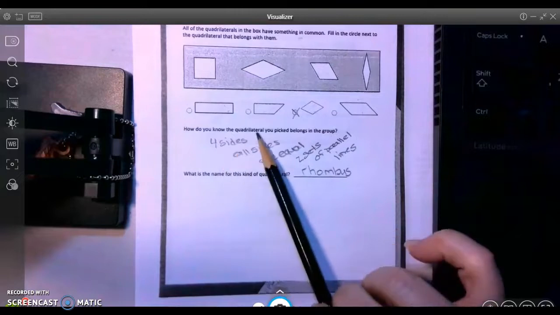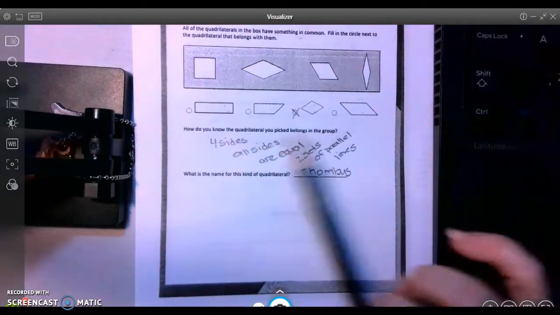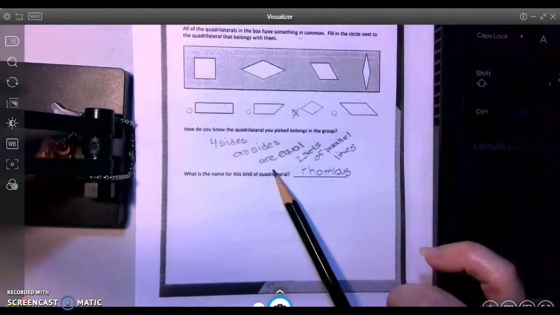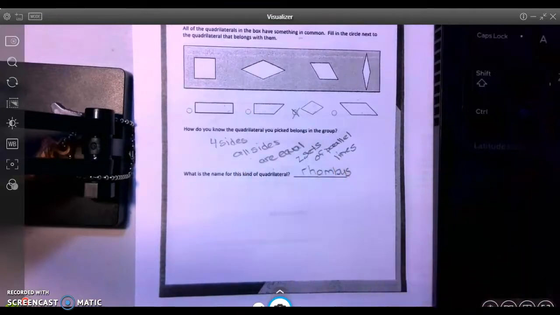So, how did you know that quadrilateral you picked belongs in that group? They all have 4 sides, all sides are equal, and it has 2 sets of parallel lines.